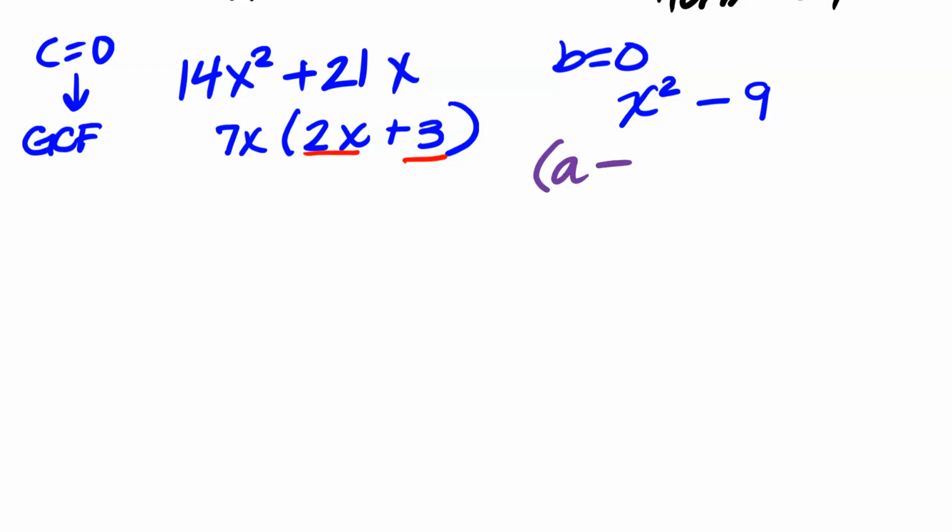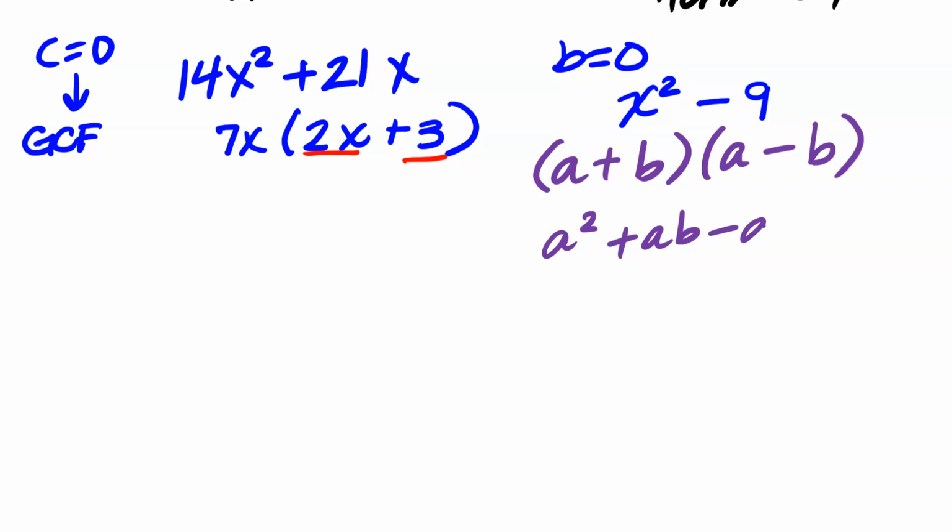If we take something like a plus b and we multiply it by its conjugate, which is a minus b, so same terms, just changing the sign between them, what happens when you distribute or FOIL this out is you end up with a squared plus ab minus ab minus b squared. And so these two middle terms cancel each other out. And what you end up with is what they call a difference of squares. So again, it's not a rule, it's just something that follows from multiplying two conjugates together.